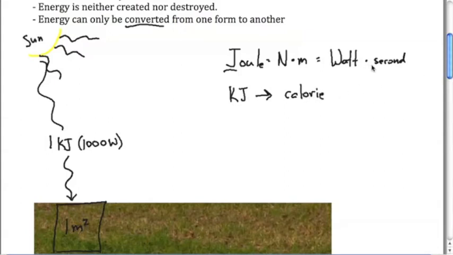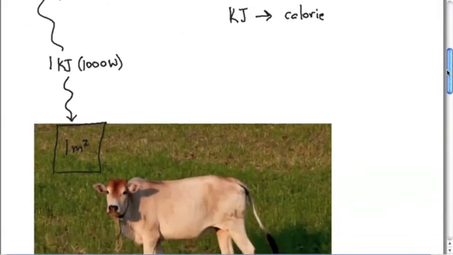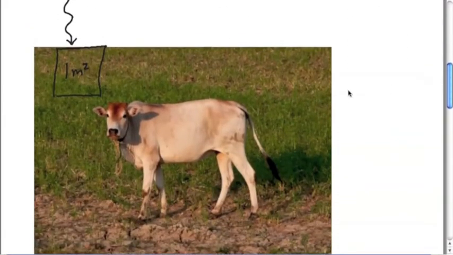Okay, so let's take our idea of the first law of thermodynamics, that energy is not created or destroyed, it can only be converted. So if we take our 1 meter squared, let's say that it has absorbed about 2,000 kilojoules of energy. Now, in those 2,000 kilojoules, let's say that this cow eats all of this. So all of this gets eaten by that cow.